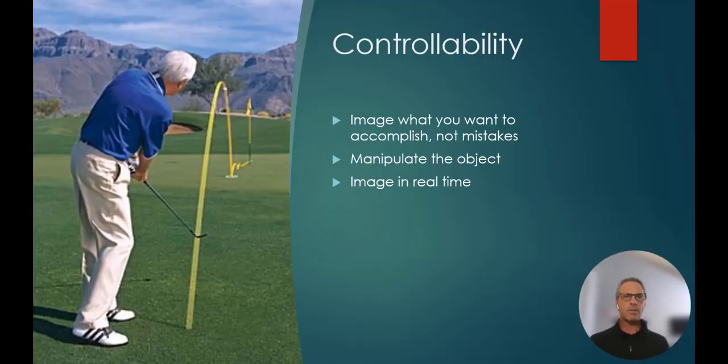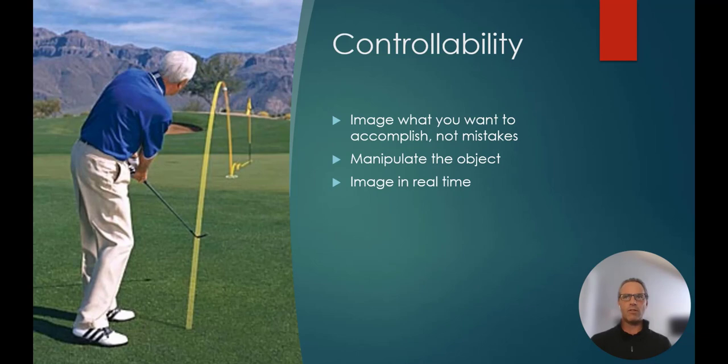Okay, and last, to help us maximize our imagery and the benefits to get from it, is to learn how to control objects. And that component is called controllability. This is where you want to imagine what you want to accomplish. You don't want to really be imagining mistakes in this, because we want to build the patterns in our brain and in our muscles and in our body to complete the task successfully. So again, we want to work on manipulating the object in real time and with no mistakes. You want to see it how you would imagine it to perfectly happen.